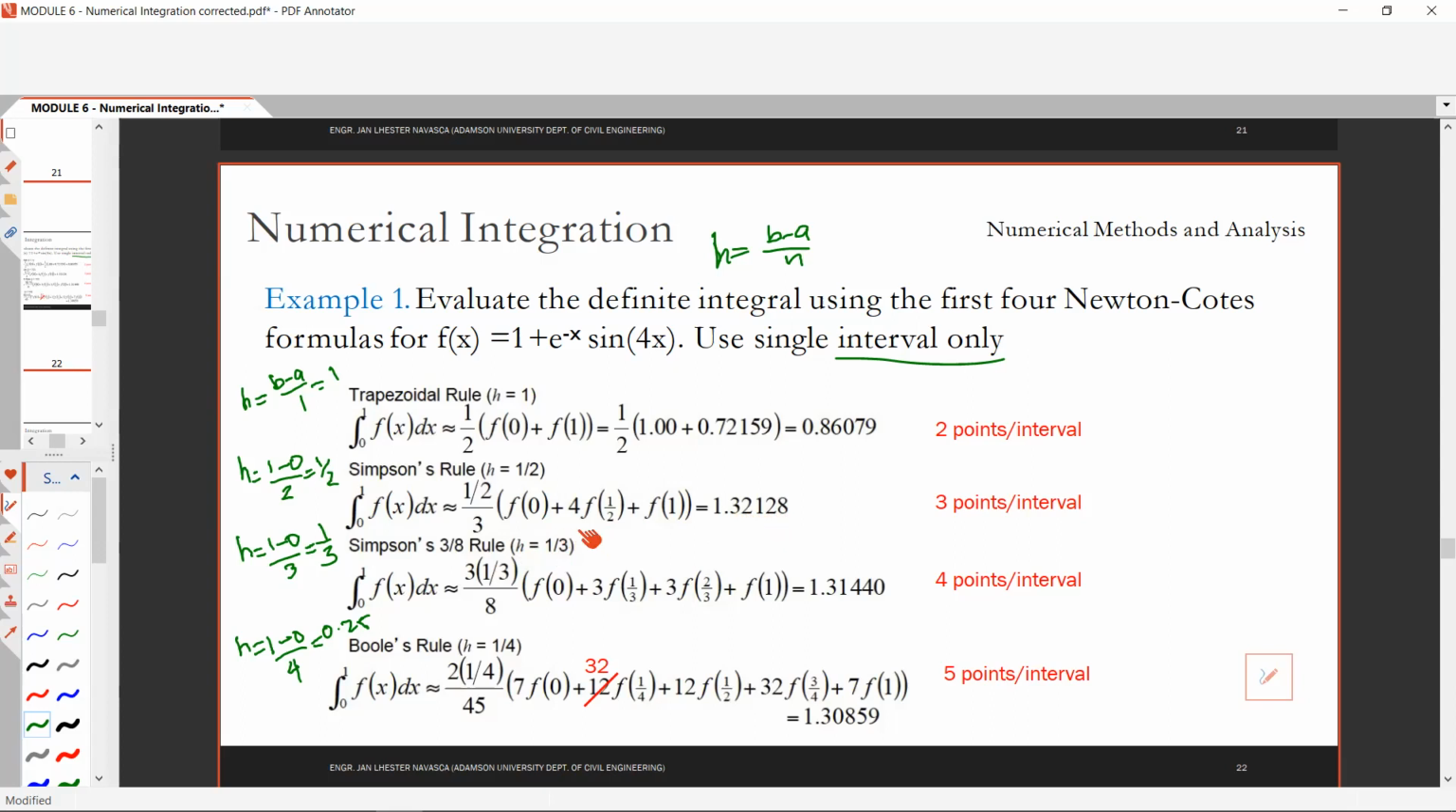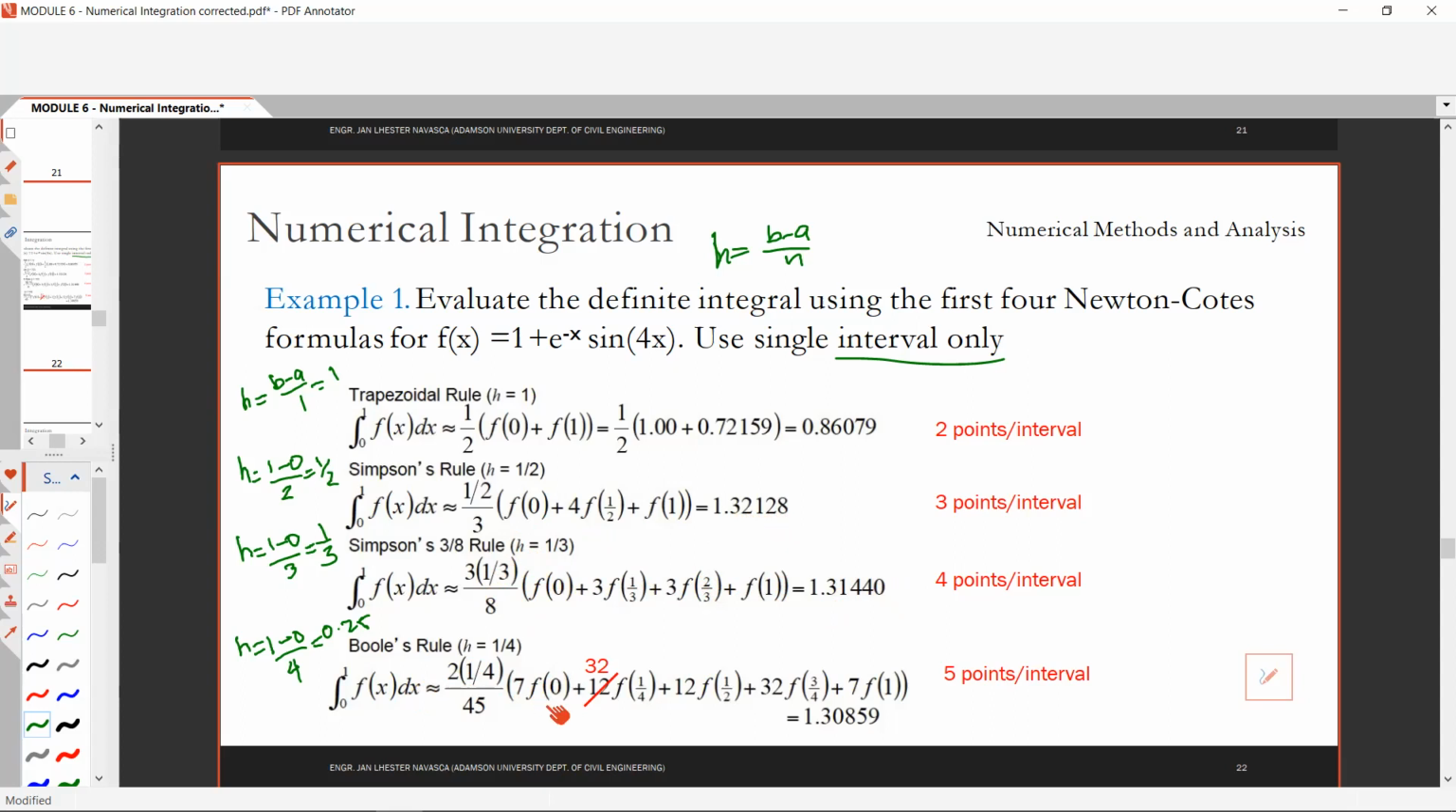Okay. So by the Simpson's 3/8 rule naman, which is yung h natin is 1/3. Okay. So 1/3 yung increment, yung step. So 3 times h over 8, yung f sub 0 plus yung lahat na nasa gitna, which is 1/3, next is 2/3, di ba? 3 times f of 1/3 plus 3 times f of 2/3 plus f of 1. Okay, which is 1.31440.